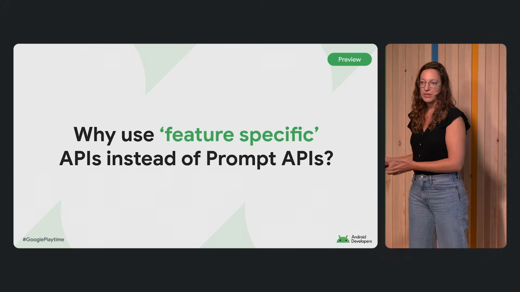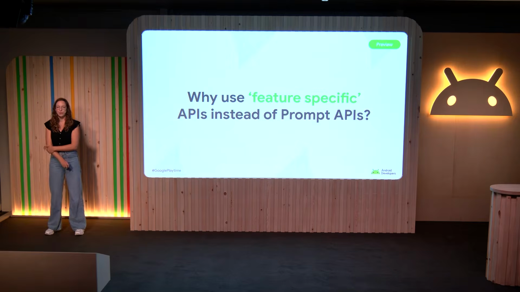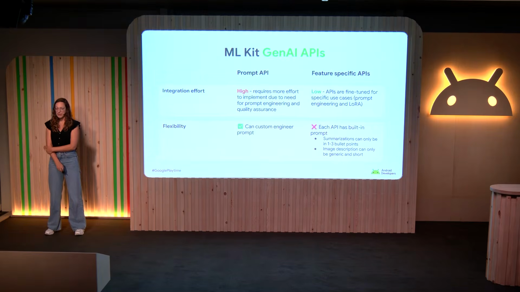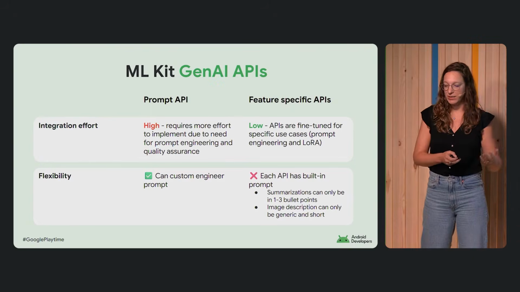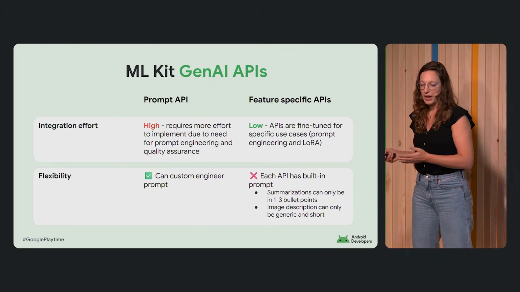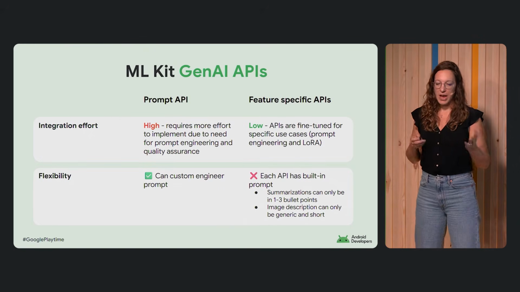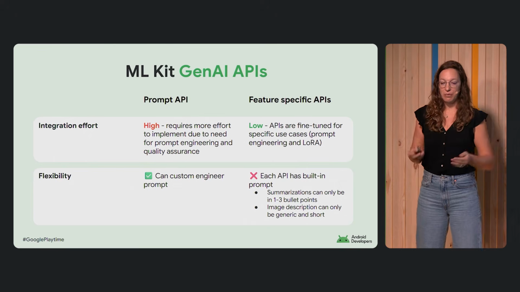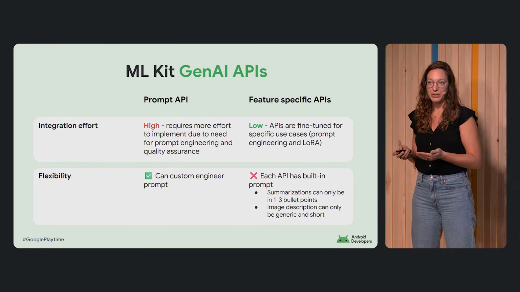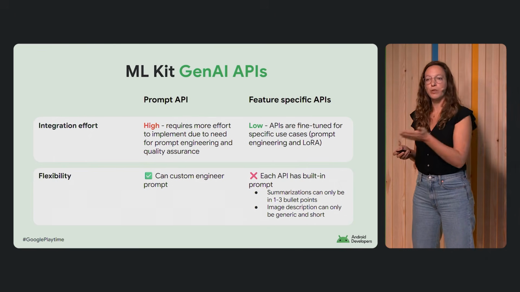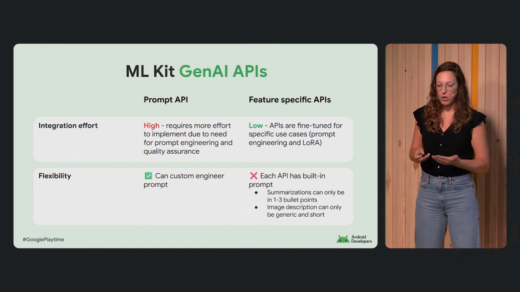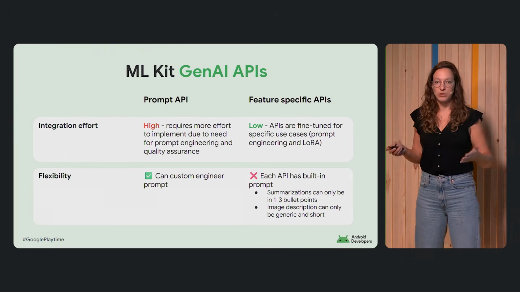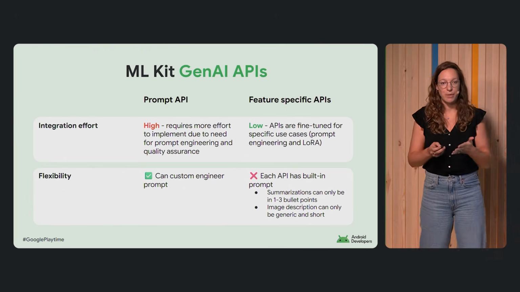However, if you have a use case that doesn't fit the mold, it might be better to look at the Open Prompt API. So to quickly summarize, what we're looking at is this trade-off. On the one hand, we have speed and ease, and on the other hand, we have high customization. Our feature-specific APIs allow for low integration effort, but they are limited. Even if you do summarization, for example, you're going to be limited to 1 to 3 bullet points. Or if you create an image description, it will be relatively short and generic.